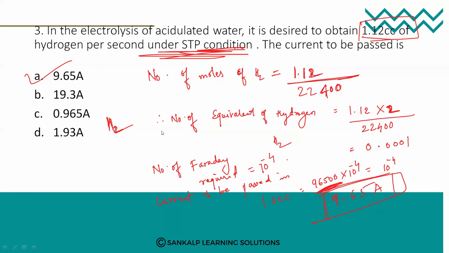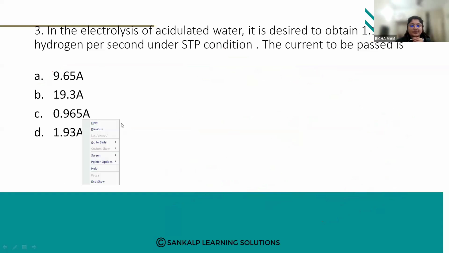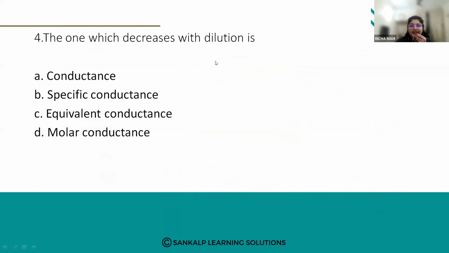Okay. Let us go for the next one. The one which decreases with dilution is: A, conductance; B, specific conductance; C, equivalent conductance; D, molar conductance. Please study the definitions properly, because each conductance is different. First study the definitions, and then see whether it increases or decreases with dilution. Then apply it to the question.